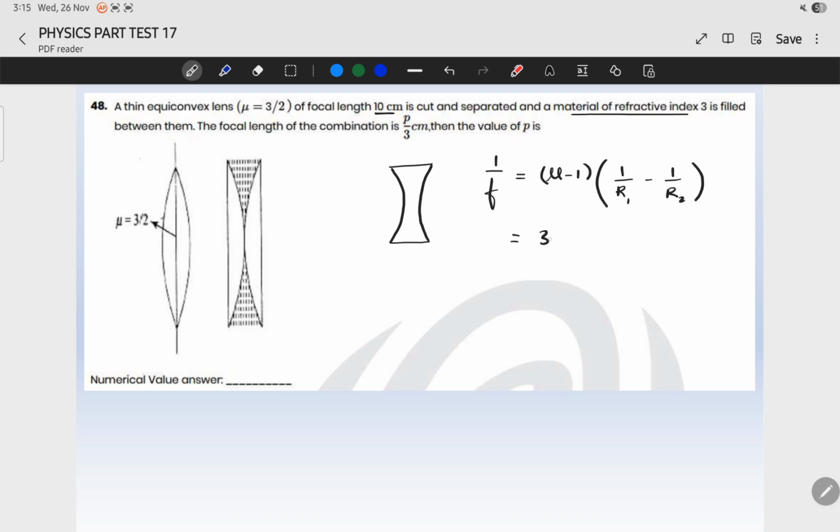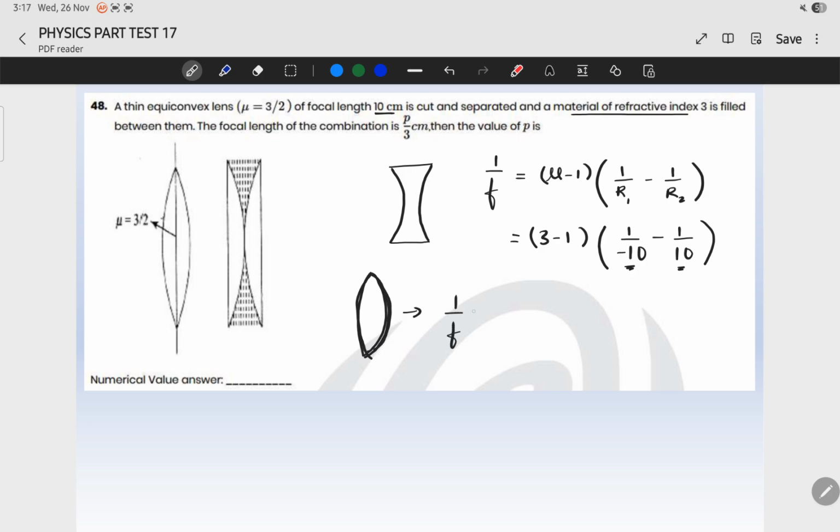is equal to 3 minus 1 by r1 is and this is plus 1 by 10. How did we calculate r1 and r2? To calculate r1, we apply the same formula in the actual lens. What is the radius of curvature of this lens?